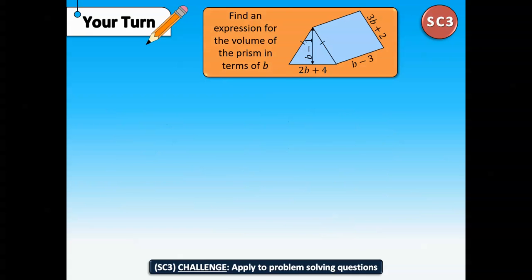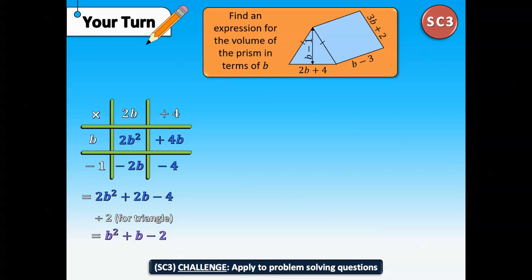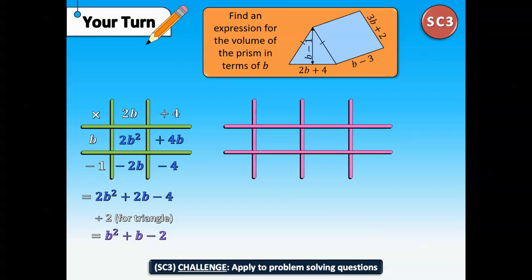And then for the amber question, for this one, we find the area of the front face. So we do 2b plus 4 times b minus 1. That gives us 2b squared plus 2b minus 4. And because it's a triangle, we divide by 2. So we do the base times the height, which is what we've done, but then we need to divide by 2 because it's a triangle at the front. So that'll be b squared plus b minus 2. And then we times that by the length. So we times that by b minus 3.